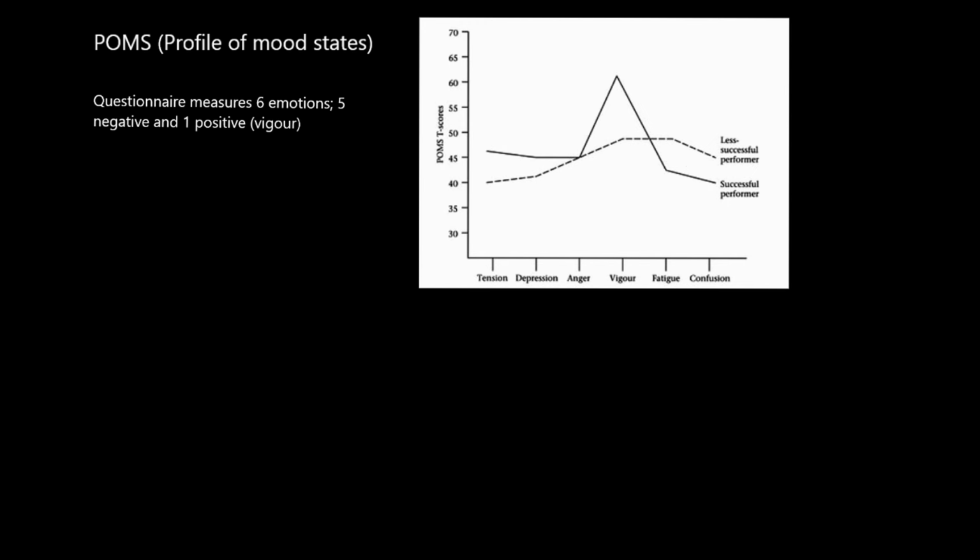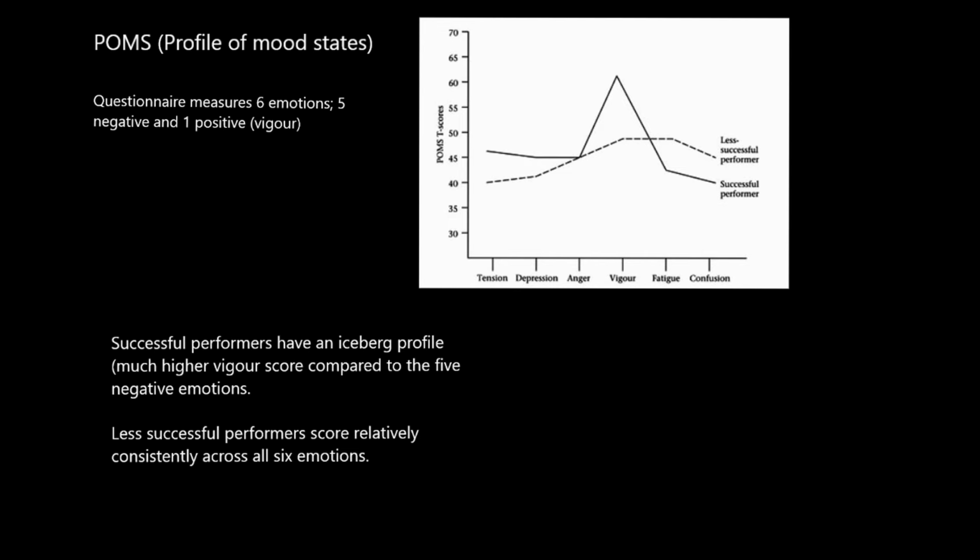And it's important that that iceberg is on vigour. You don't want it on anger or depression or tension or fatigue or confusion. You want it on the positive score. So as we've put down there, successful performers have an iceberg profile, much higher vigour score compared to the other 5 negative emotions.